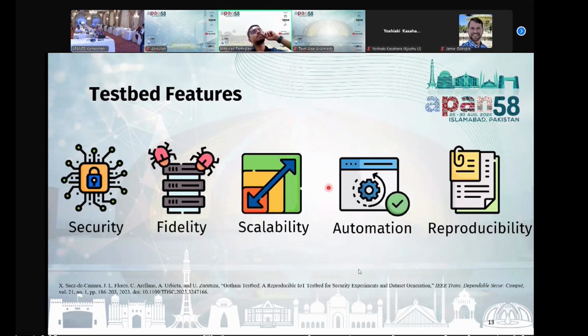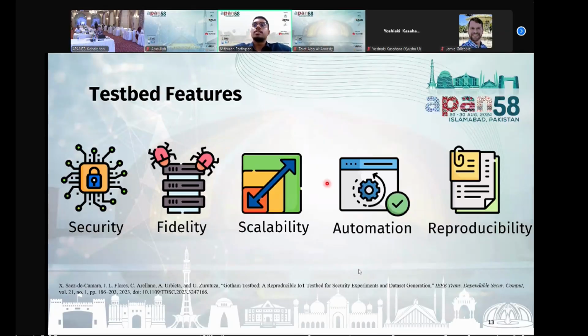So as I mentioned in the previous slides, testbed analysis is crucial for peer-to-peer botnets, but what are the features that are needed within a testbed to have an effective analysis? We have done our research and looked at related works, and we have come up with 5 features that are crucial to have in any testbed for effective peer-to-peer botnet analysis. The first one is security, followed by fidelity, scalability, automation, and finally reproducibility. So let us look into each of these features for better understanding.